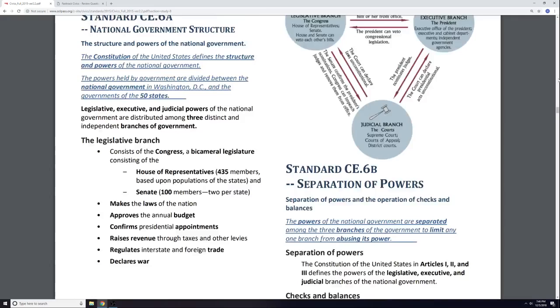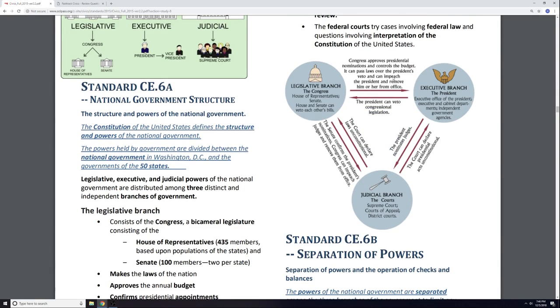Again, I'm gonna leave it right there on this little thing. This is what we did in class. So legislative can do, see how the arrow is pointing to executive? This is what legislative can do to executive. In case you were having trouble understanding this.